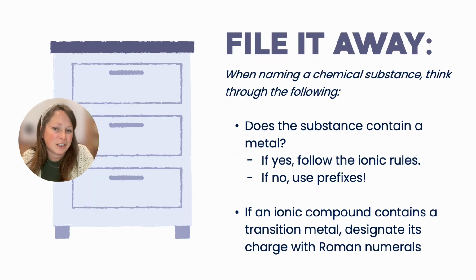All right, so what have we talked about? When you are naming a chemical substance, the first thing you want to think about is: is it ionic or is it covalent? If it is ionic, you are not going to use prefixes. You're also going to double check: wait, does it have a transition metal or not? If it does, you're going to include the charge with Roman numerals. If it is covalent, you're going to be like, whew, this is easy. I'm just going to use prefixes to show exactly how many atoms I have of each.